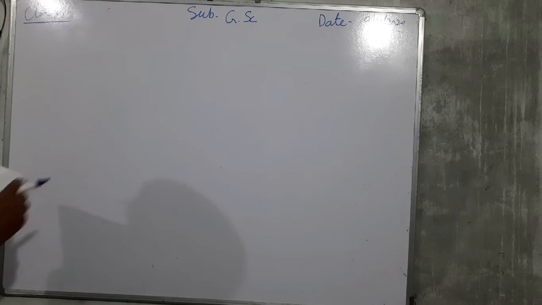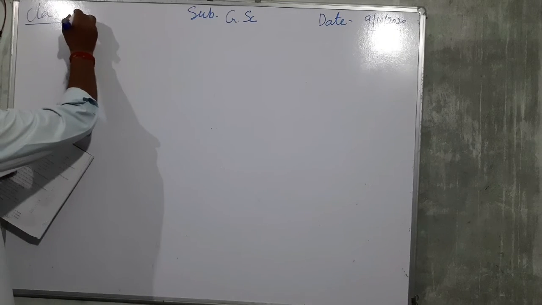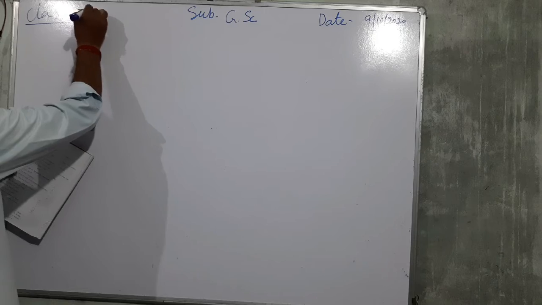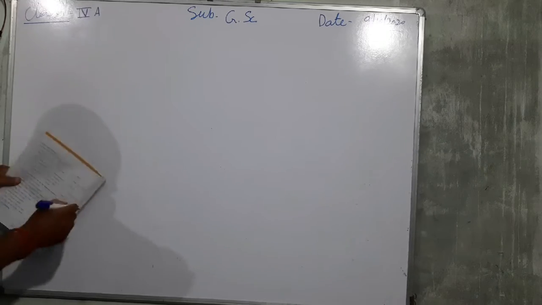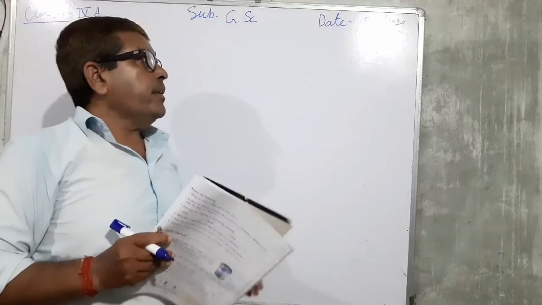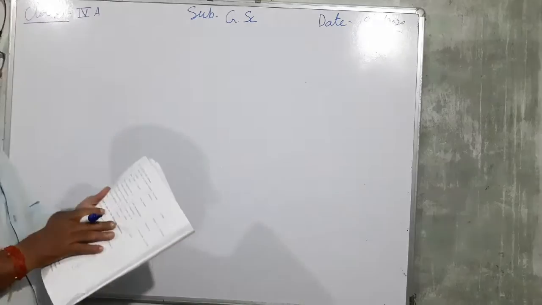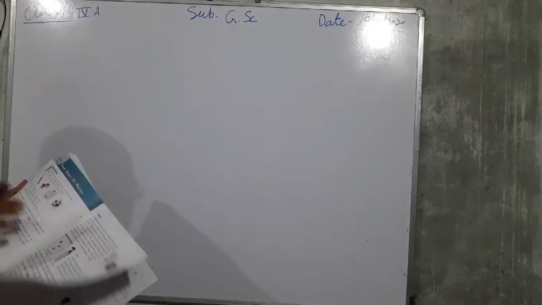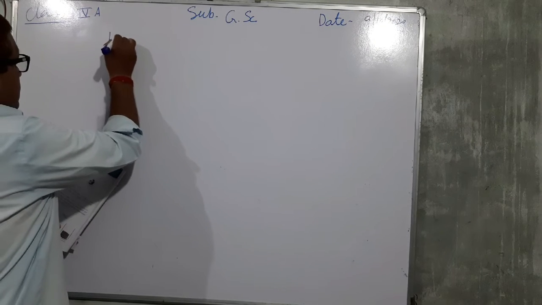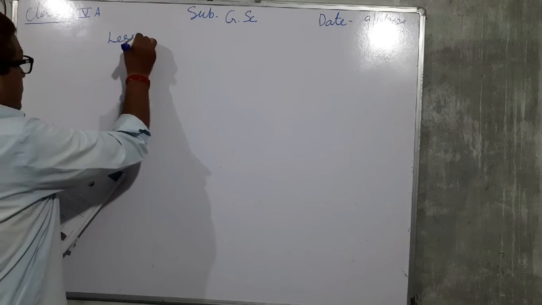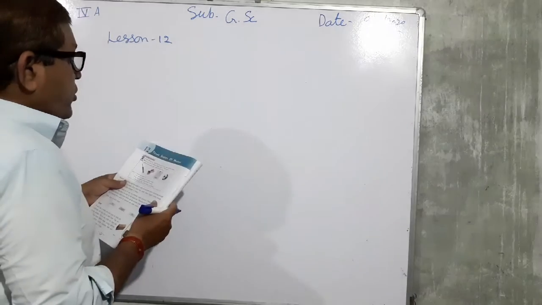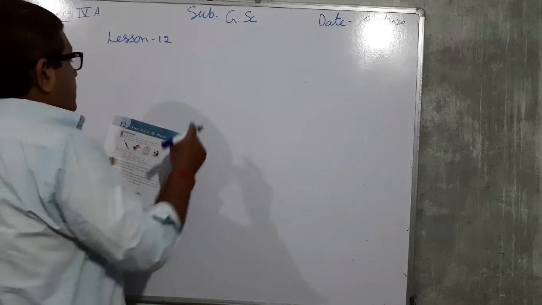So this is class 4th A. Subject GSC, date 9, 10, 24. So we are studying lesson 12, Three states of matter.